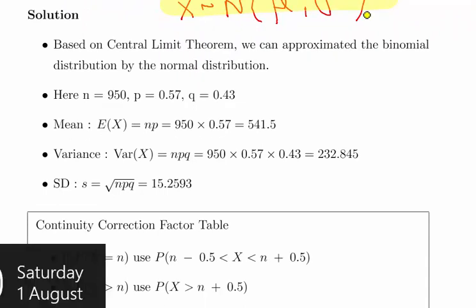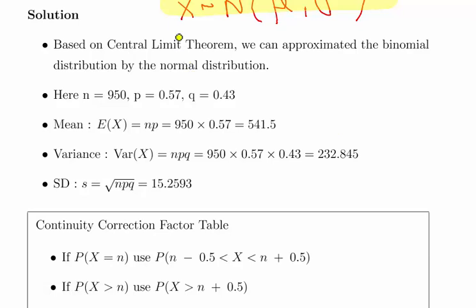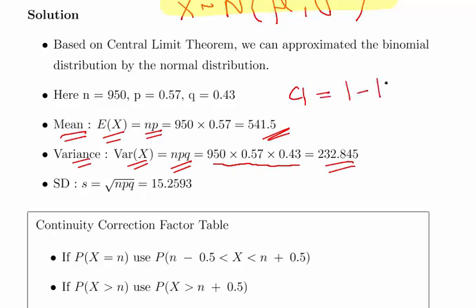So what we have to do here is calculate the mean and the variance of the binomial distribution. These are calculations and definitions you should know. N times p gives us the mean for the binomial distribution: 950 times 0.57. The mean is 541.5. The variance is 950 times 0.57 times 0.43, and that gives us 232.845. Just to be clear, q is 1 minus p, which is 1 minus 0.57.